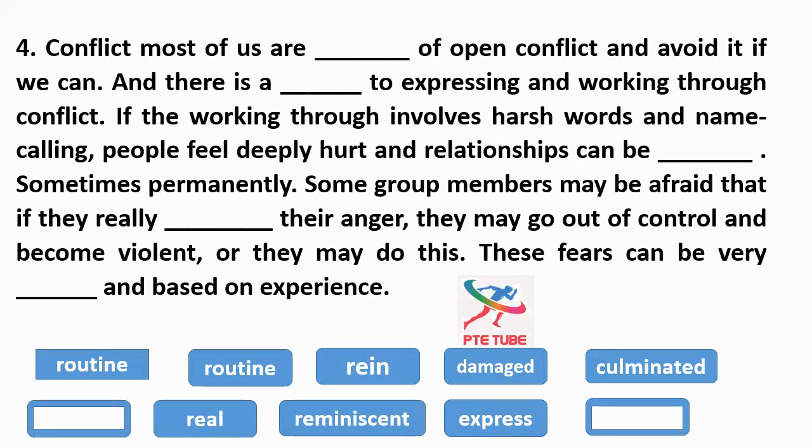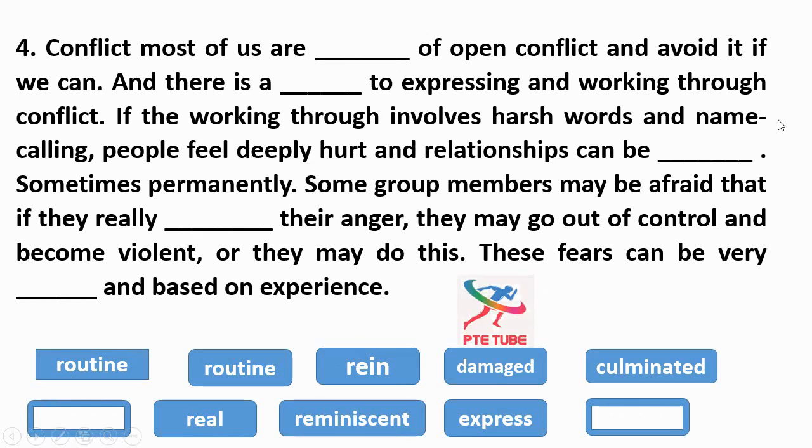So risk goes best. If the working through involves harsh words and name calling, people feel deeply hurt, and relationships can be. By doing something, there is a possibility of getting hurt, and relationships can be. You can just have a look at these kinds of words. We have the word "or", like in the previous question. Here we have "and". So the fill-up will be somewhat in relation to "deeply hurt". People feel deeply hurt, and relationships can be.